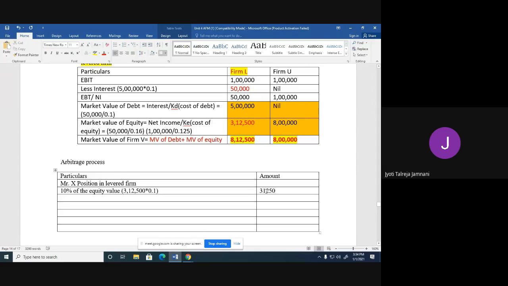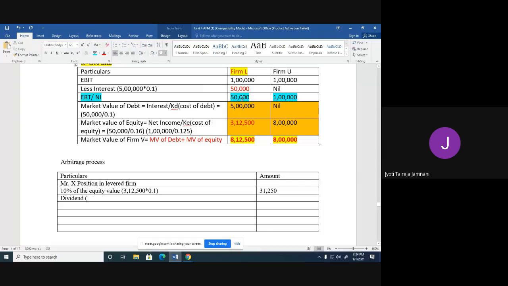Now, if he has shares, that means he is eligible to get the dividend also. So he should also get dividend as 10%. Now, dividend is paid on what? On the income available to equity shareholders. Now, which is the income available to equity shareholders? It is nothing but the net income. The net income part is the income available to equity shareholders.